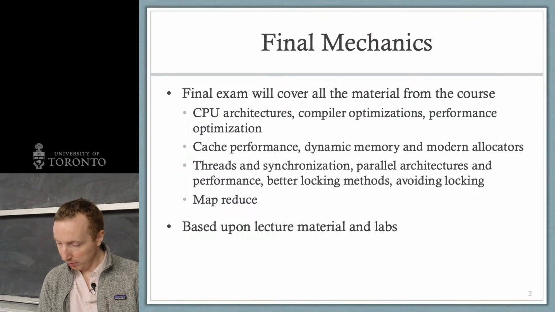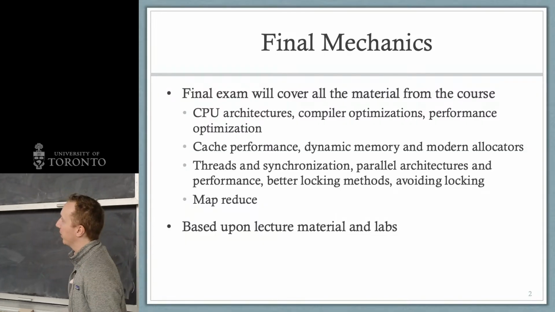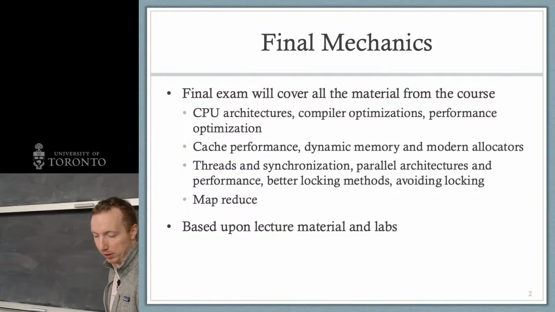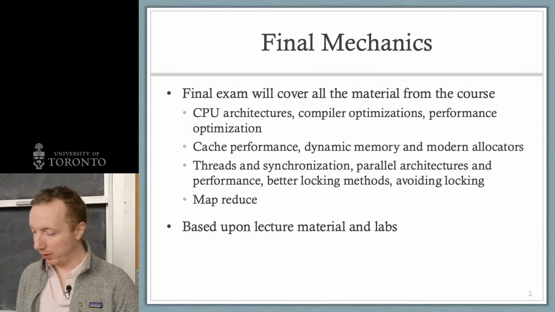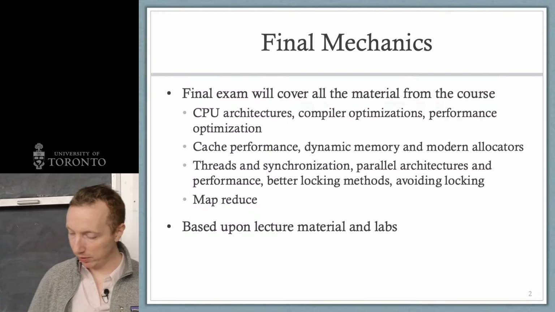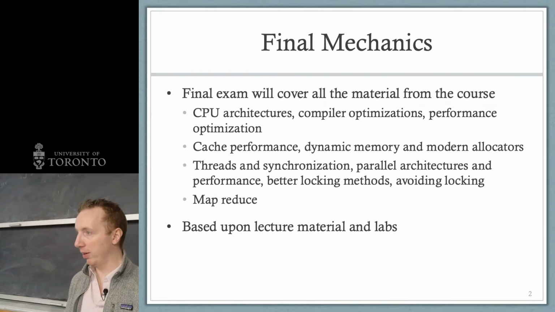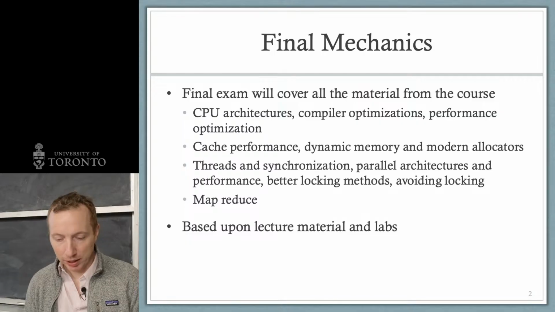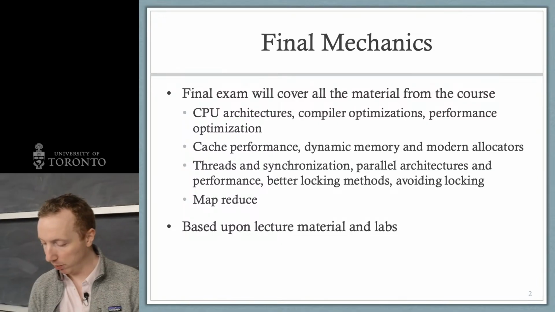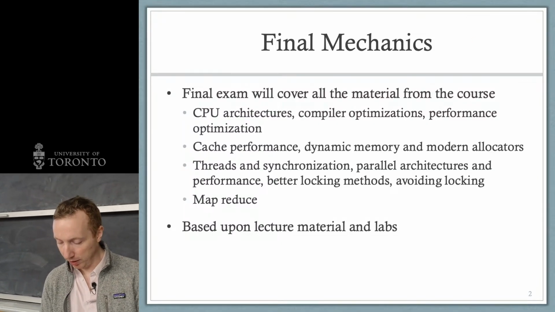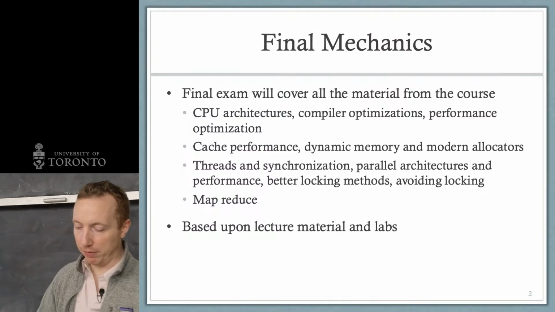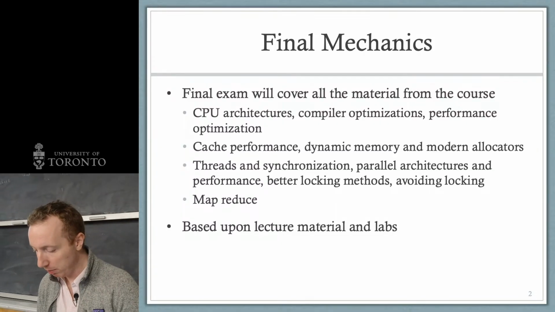So it will be cumulative. There'll be CPU architecture, compiler optimizations, performance optimizations, not to the same degree as your midterm, since that was all your midterm. Then stuff we did after: cache performance, a little bit of dynamic memory and modern allocators. Then we moved on to thread synchronization, which was mostly review. Parallel architectures, performance, better locking methods, and avoiding locking through using the atomics themselves. Then we got into a bit of MapReduce. The final content will be based on the lecture and the labs, probably less so the labs.